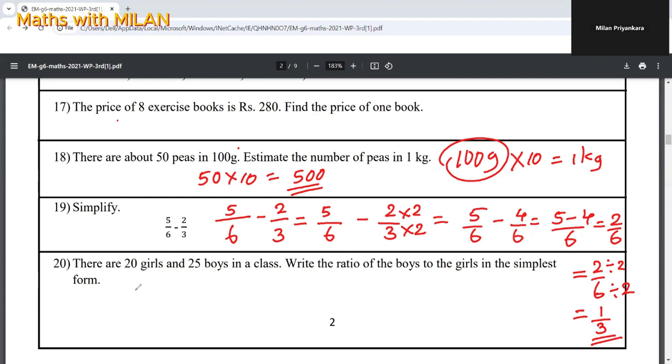There are 20 girls and 25 boys in a class. Write the ratio of the boys to the girls in the simplest form. So just write boys to girls, right? How many boys? 25 boys and 20 girls. Then we can divide both by 5 and get the simplest form, 5 to 4, because we have been asked to keep the answer in the simplest form. So fine, that's it for the first part.